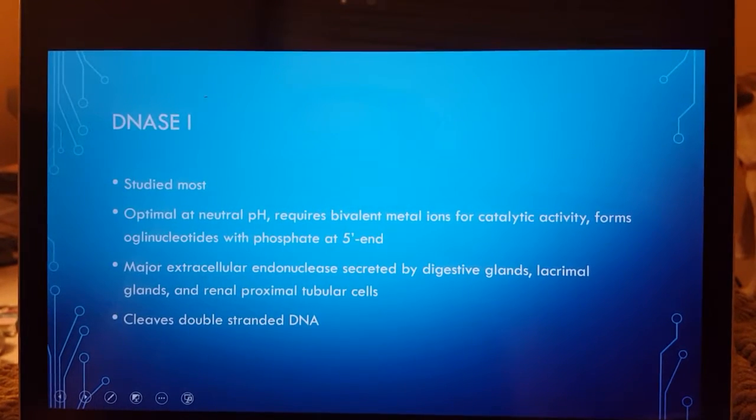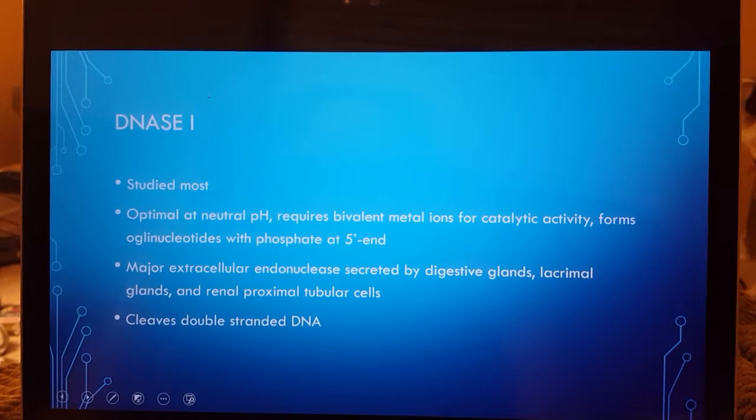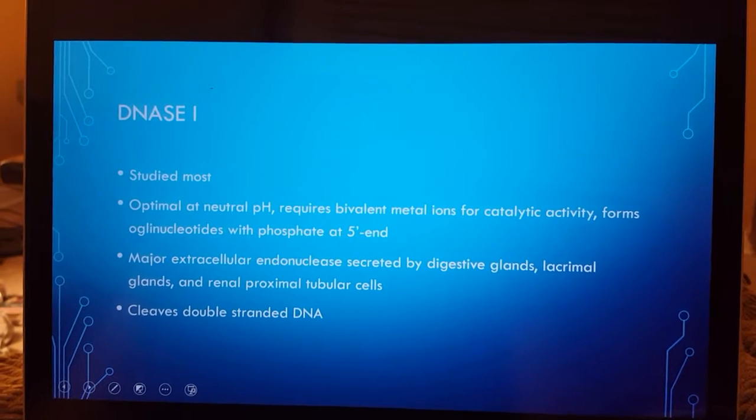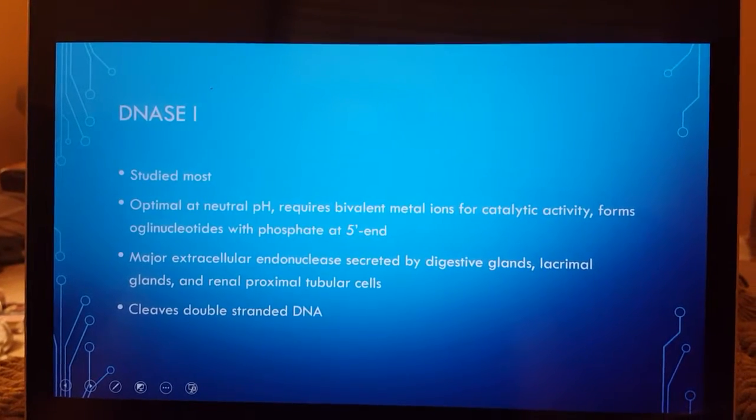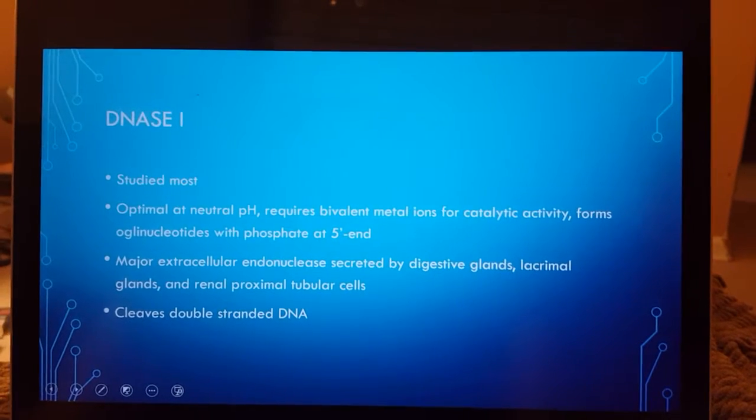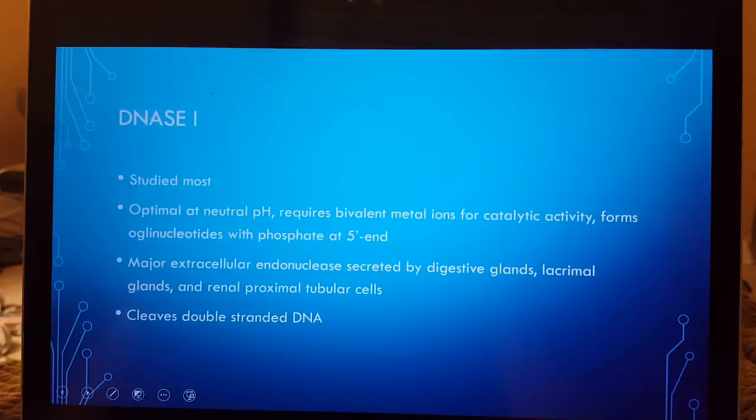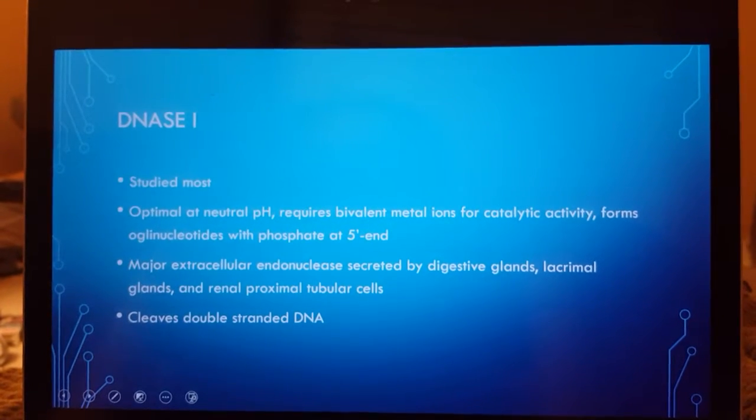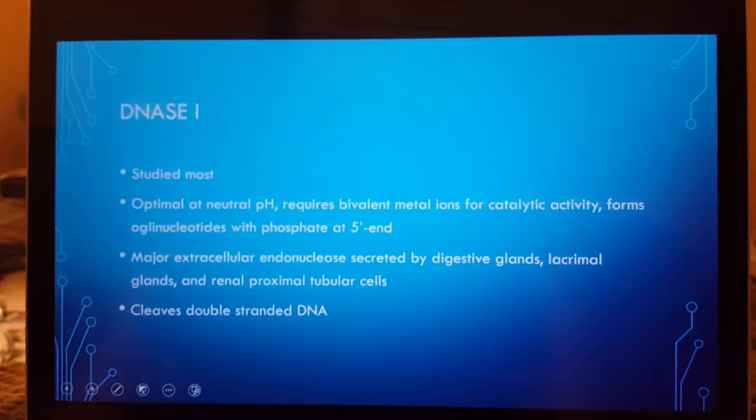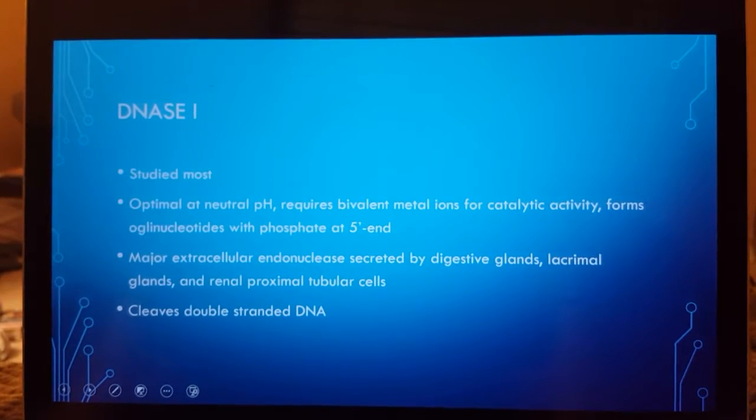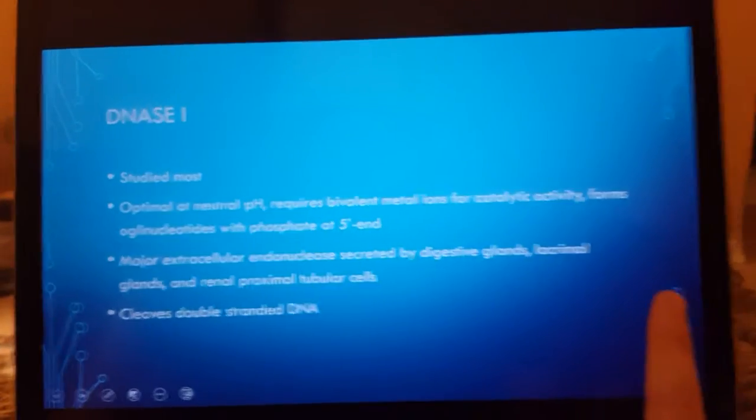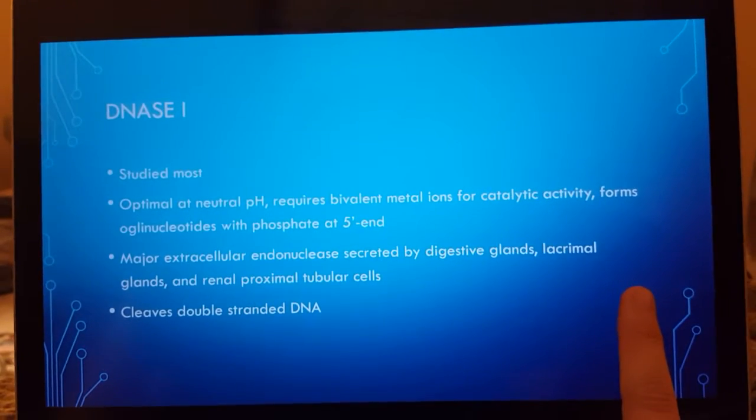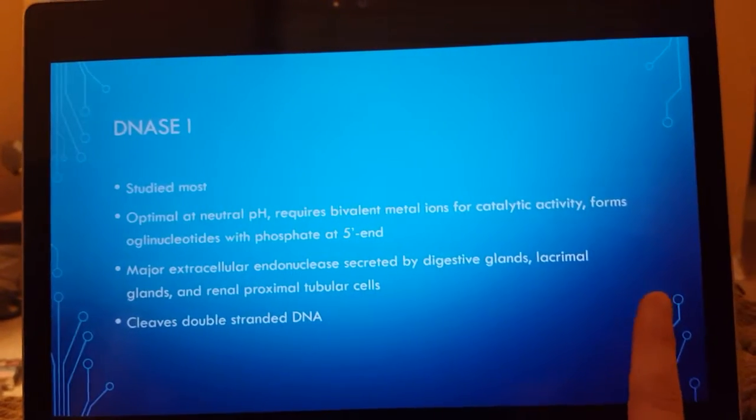It is the major extracellular endonuclease secreted by digestive glands, lacrimal glands, and renal proximal tubular cells, and it cleaves double-stranded DNA. It's mostly located in the digestive tract and places like that, but it's in cells. It's an extracellular enzyme, but it's located in all organisms of different species, and a big location is the pancreas, which is where it's mostly located.